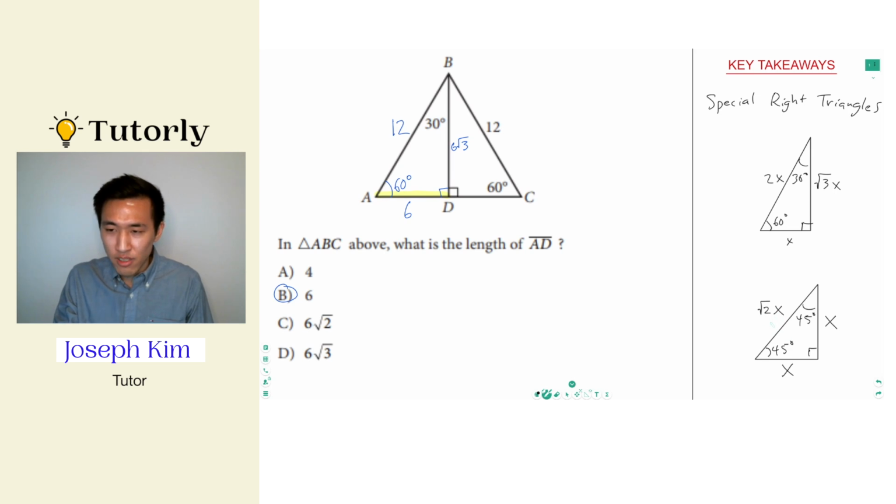Together, these two triangles are so important that we give them names. This is the 30, 60, 90 right triangle, and this is the 45, 45, 90 right triangle, where the numbers correspond to the angle measurements of those triangles. So I highly encourage you to memorize these triangles and their respective ratios, and be on the lookout for these triangles as you work your way through your own problems.